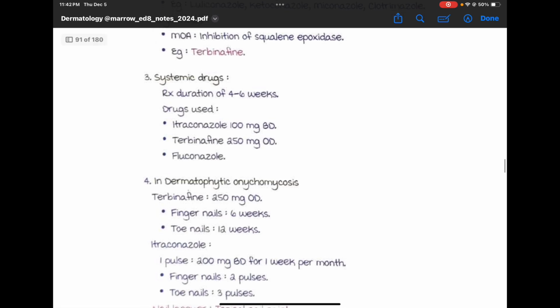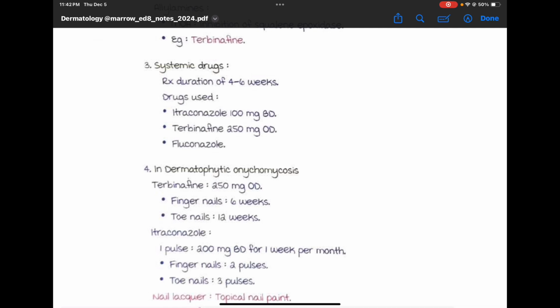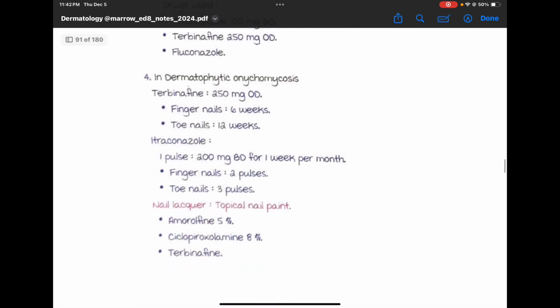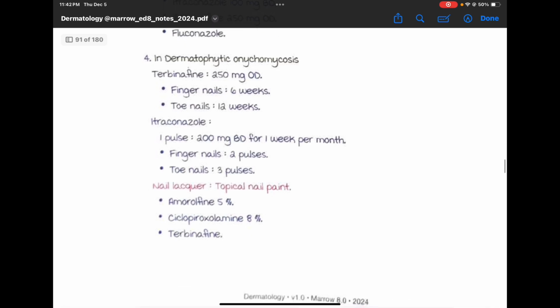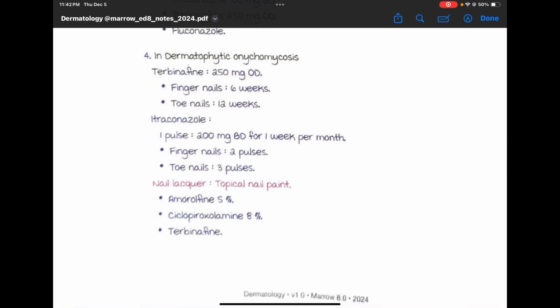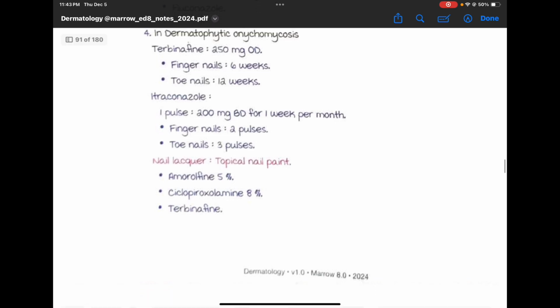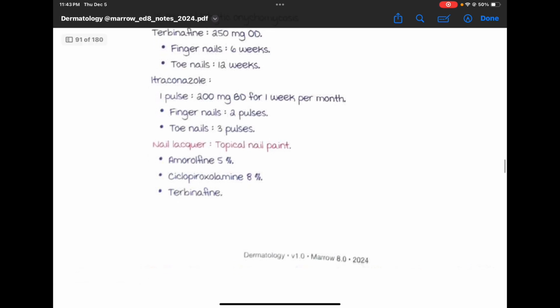Systemic drugs, treatment duration of 4 to 6 weeks. Drugs used: itraconazole 100 mg BD, terbinafine 250 mg OD, fluconazole. In dermatophytic onychomycosis, terbinafine 250 mg OD: fingernails 6 weeks, toenails 12 weeks. Itraconazole pulse 200 mg 2 times a day for 1 week per month: fingernails 2 pulses, toenails 3 pulses.